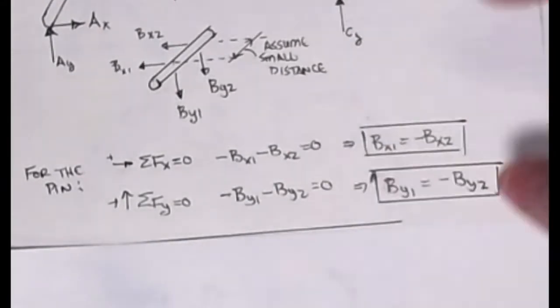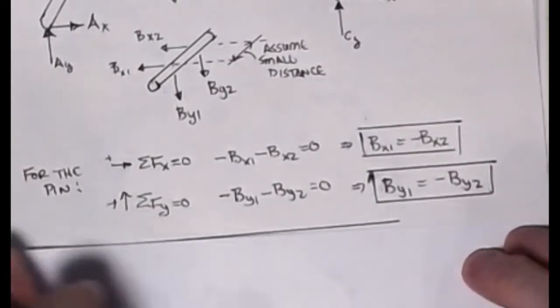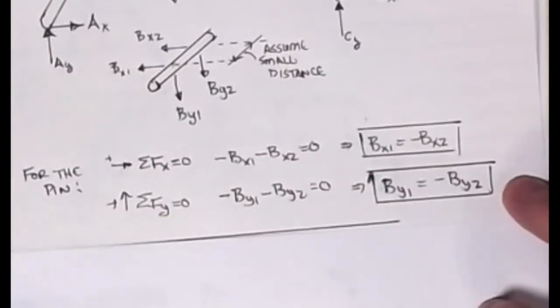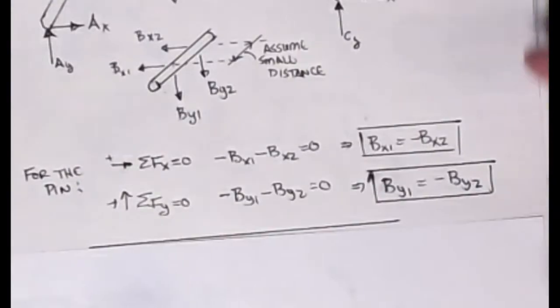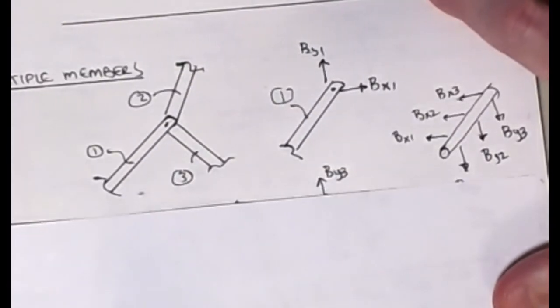Where this method starts to fall apart, and they try to sneak this in on textbooks, and Beer & Johnson does this as well, they have a couple of problems where instead of 2 members coming together, it's coming to 3. And when that happens, the idea of equal and opposite doesn't work anymore.